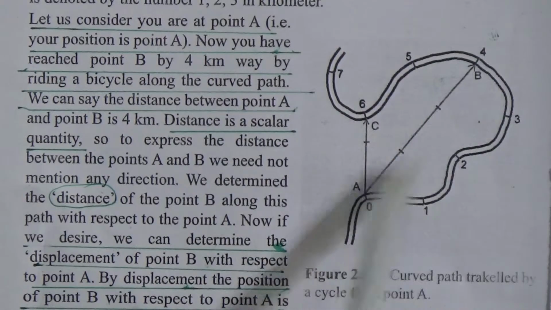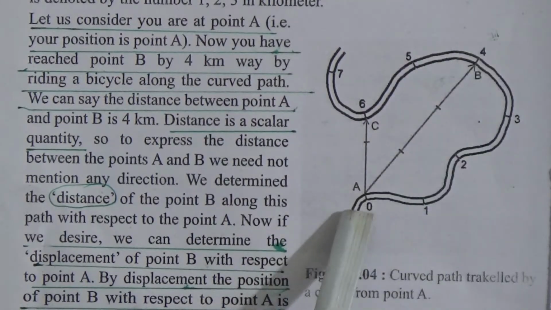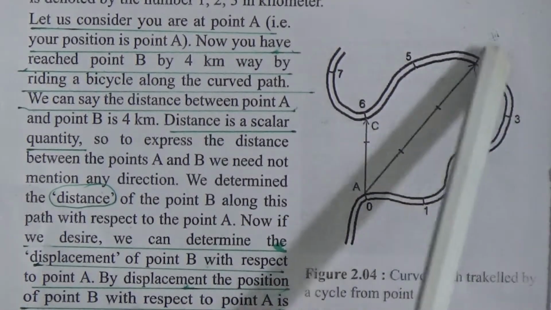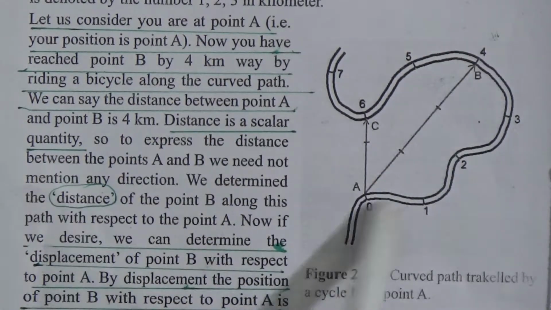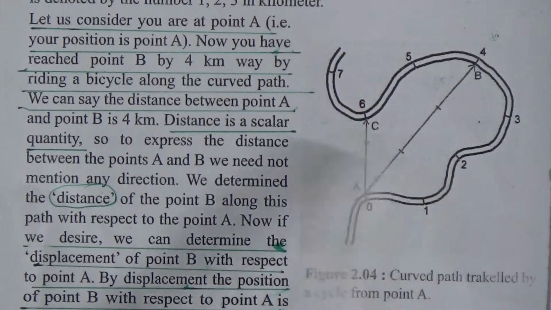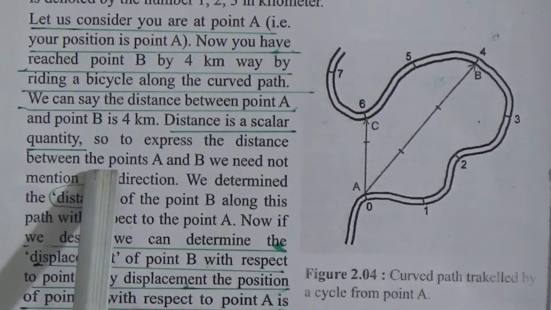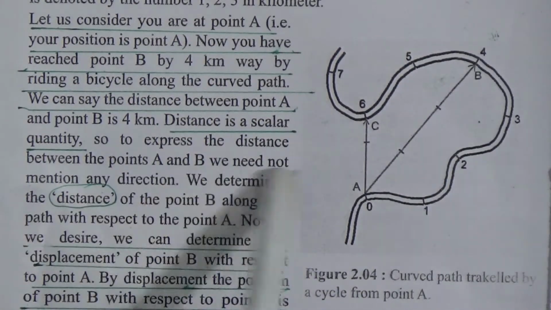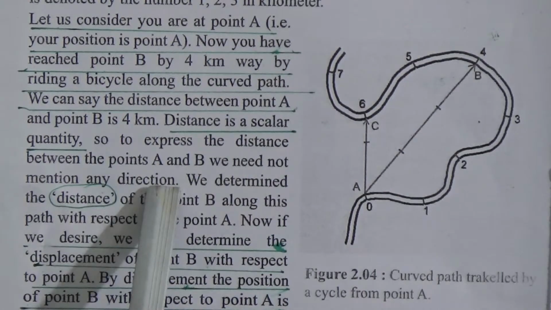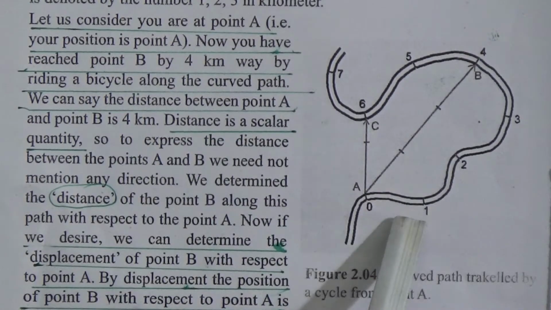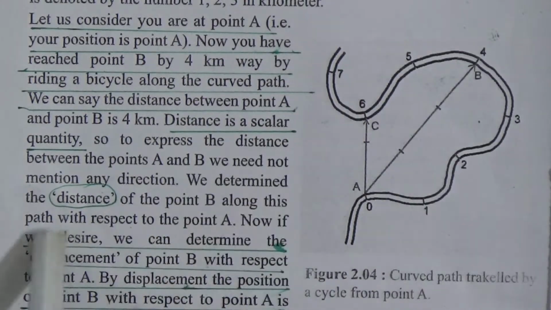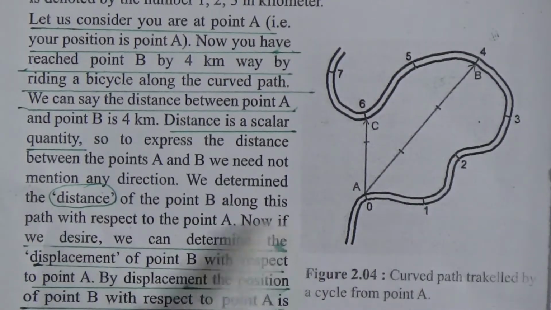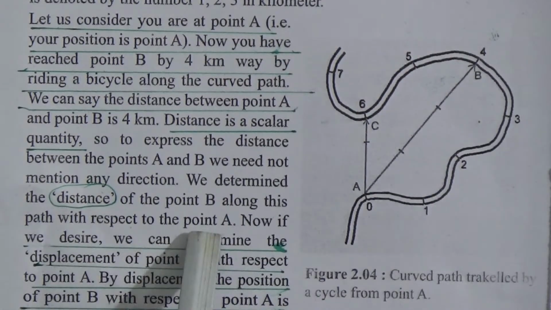This is point A, this is point B. Now we can say this is a distance of 4 kilometers. Distance is a scalar quantity. So to express the distance between points A and B, we need not mention any direction, because this is a scalar quantity. We determine the distance of point B along this path with respect to point A.